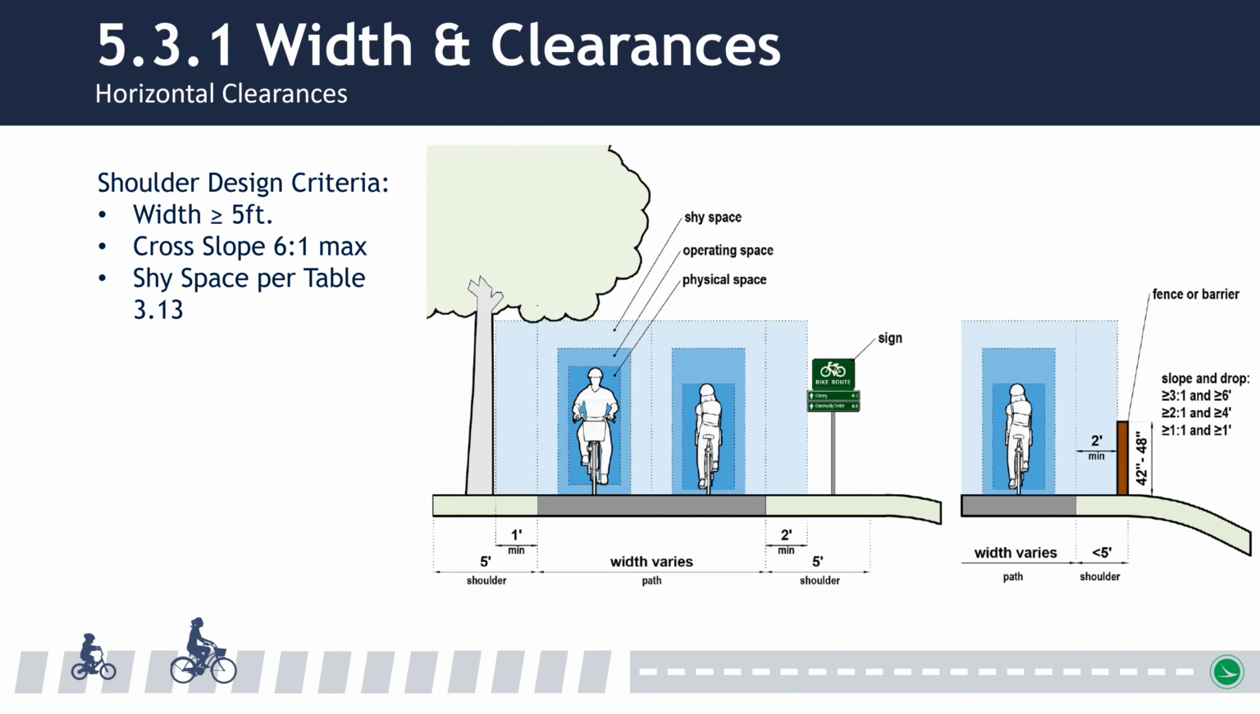Moving now from path widths to clearances, a graded shoulder at least 5 feet wide with a maximum cross slope of 6:1 should be provided along each side of a shared use path. Where paths are adjacent to parallel water bodies or along steeper slopes, a wider separation should be considered. Where a 5-foot shoulder is not possible, the Multimodal Design Guide provides recommendations for physical barriers, such as the fence shown on this slide, and describes how those barriers should be designed.